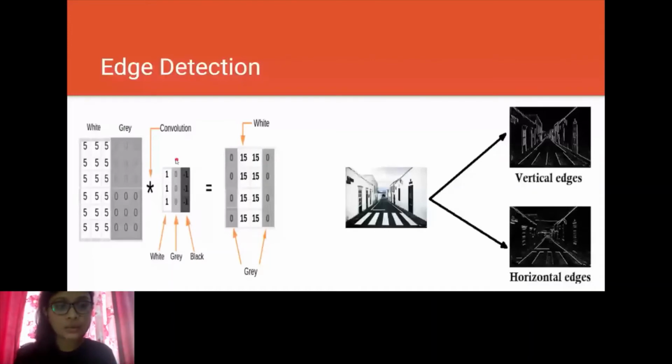What we do exactly is take this filter matrix and keep it on the top left corner first, and we do multiplication and summation.